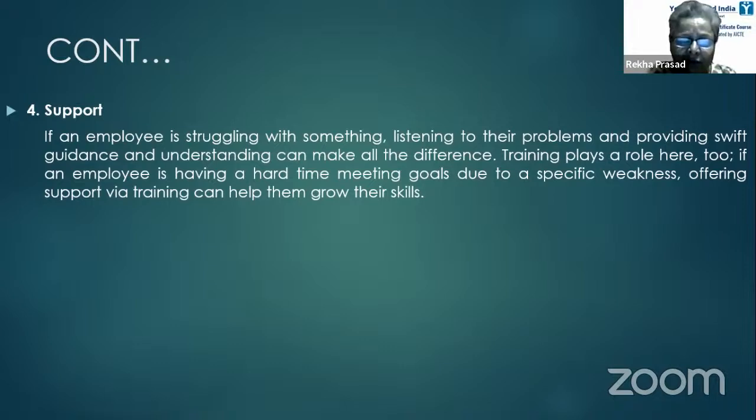To give them support, if they're going through some very hard phase in their life, someone is there to help them out. Maybe financially also, if they require certain help, the organization is able to help them out. Maybe they can recover the loan from their salary gradually, but at least at the time of the problem, someone was there to solve it out. So all these things will increase the productivity of the organization.